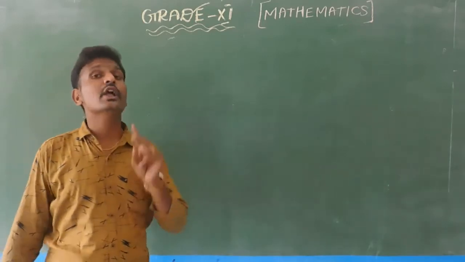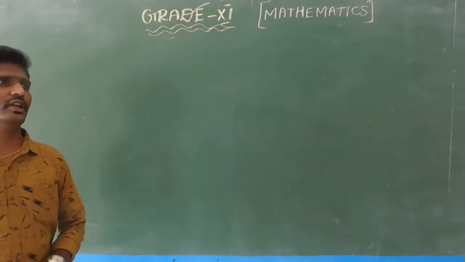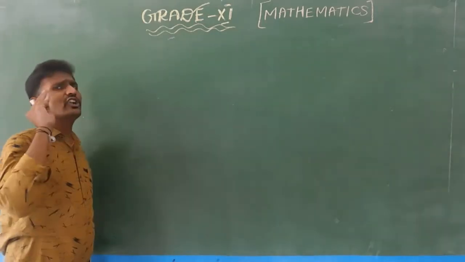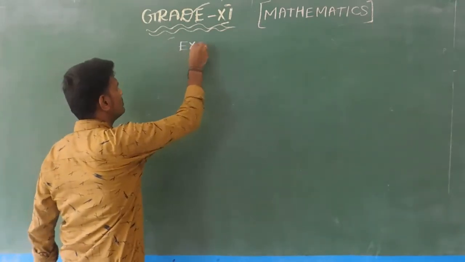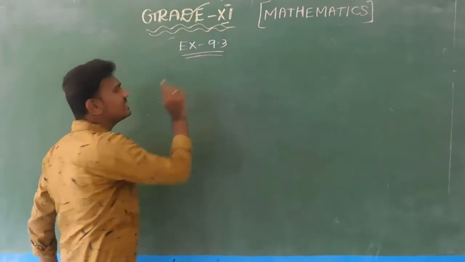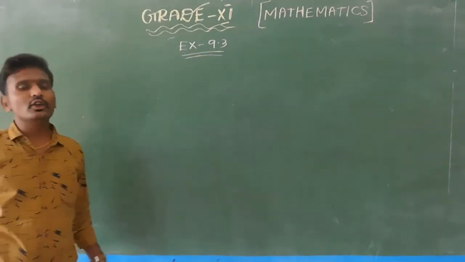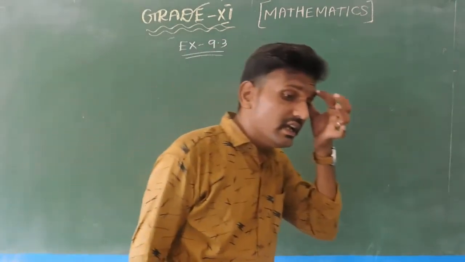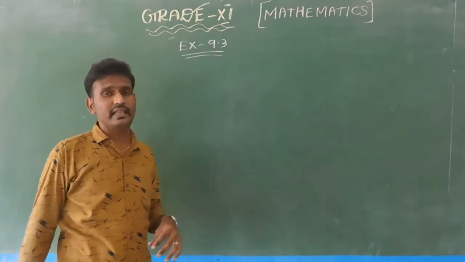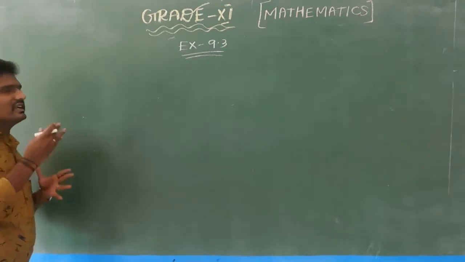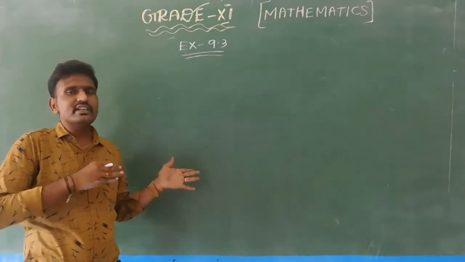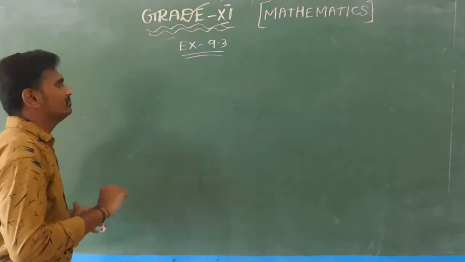Now coming to the new chapter, geometric progression. In your previous class, you already completed the first 5 sums in exercise 9.3. Let us start from question number 6. Before that, I want to tell you what a GP is and what the difference between AP and GP is.